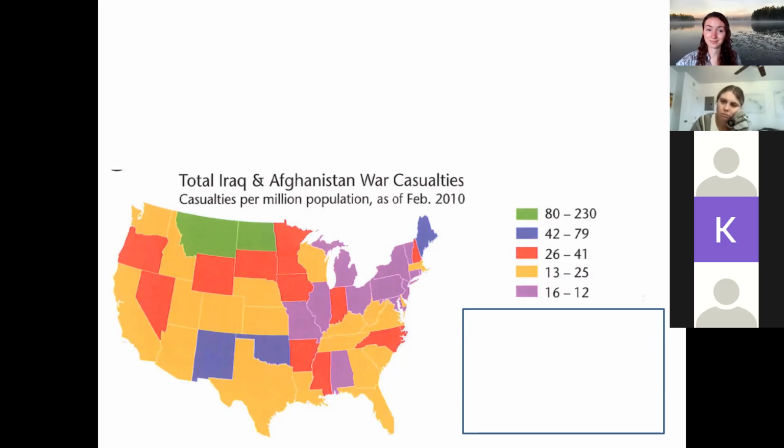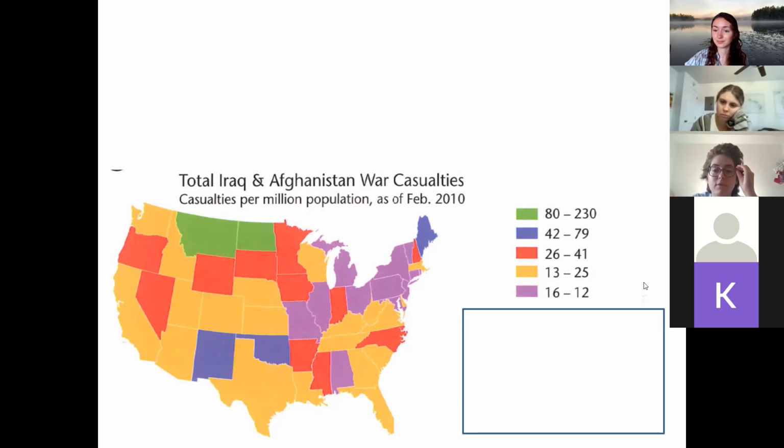Yeah, I don't really understand how a map of the US ties into the title specifically. So I don't know if maybe they're referencing US soldiers from these different states, or if maybe there was just confusion in general. Yeah, absolutely. A more specific title here would be really beneficial.